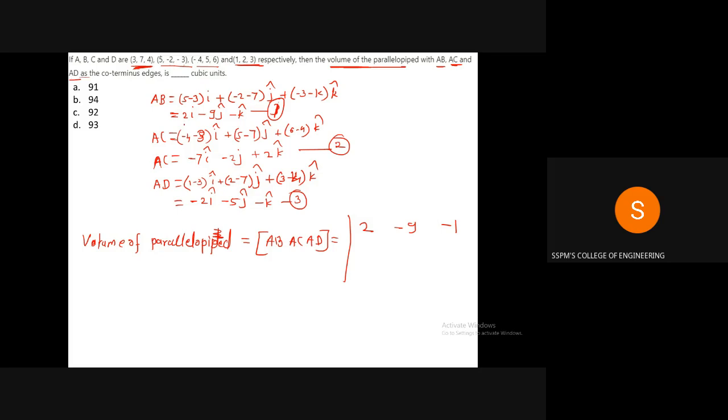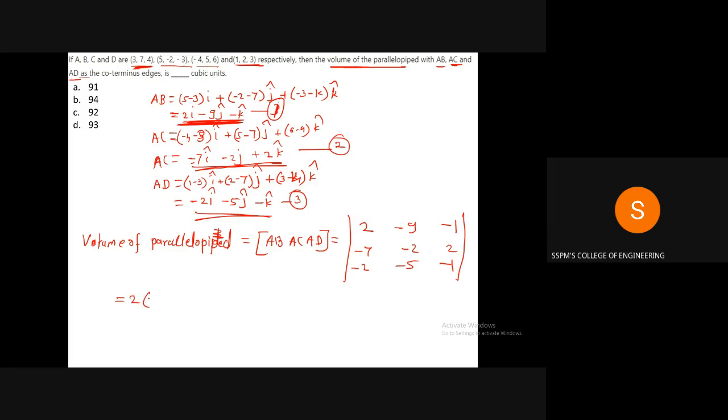So we have to just write these components. 2, minus 9, minus 1. Now these components, that is minus 7, minus 2, 2, and the coordinates for these vectors, that are minus 2, minus 5, minus 1. And you have to calculate the determinant. So how can you calculate that?